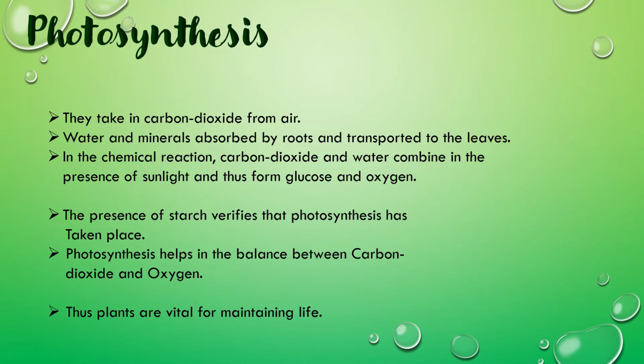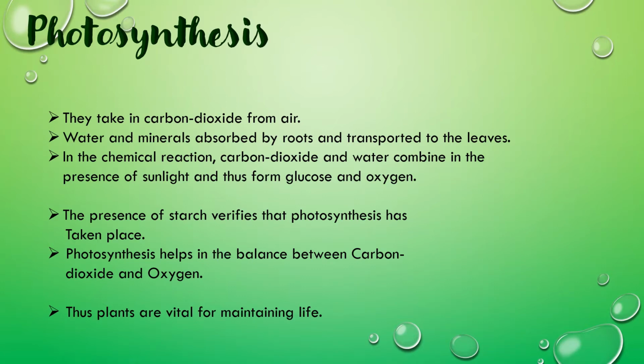So how does photosynthesis happen? It happens in the presence of sunlight, water and many more. First, they take carbon dioxide from the air and then the roots absorb water and minerals from the soil. Then they transport it to the leaves. In the chemical reaction, carbon dioxide and water combine in the presence of sunlight and thus form glucose and oxygen. The glucose is stored in various parts of the plants as starch. The oxygen we use.